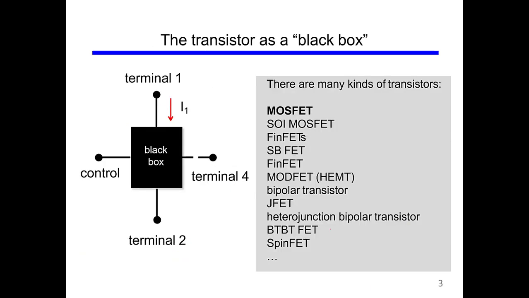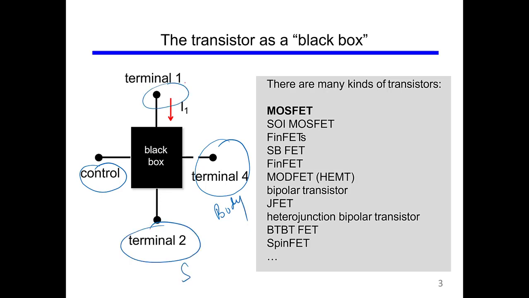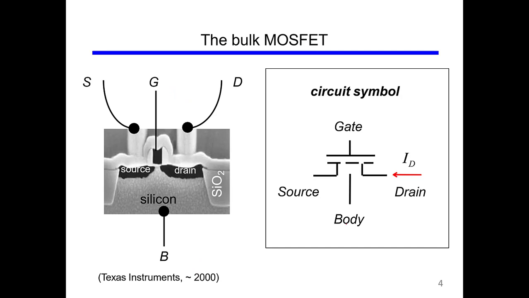If we look at the transistor as a black box, we have four terminals. We have a control terminal, we have this fourth terminal which was the body terminal, and then we have the source and the drain. And there are many kinds of transistors. For example, we have MOSFET, SOI MOSFET, FinFETs, and we have BJTs and JFETs and SpinFETs, and the list goes on and on. But mainly we are interested in MOSFET in this course.